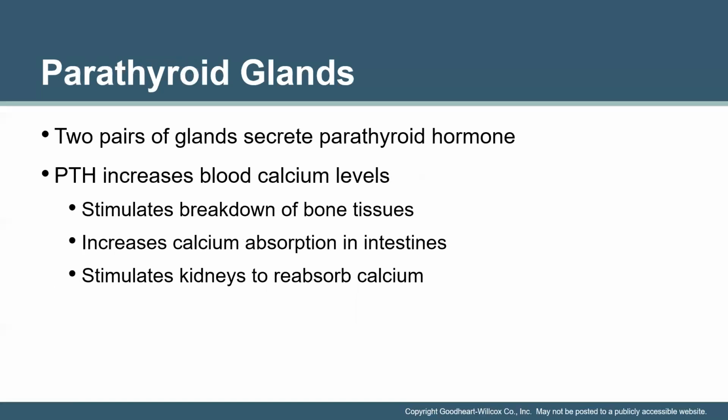Parathyroid glands. So you have 4 parathyroid glands. They're sitting on the posterior aspect of your thyroid gland. These are tiny little guys about the size of a grain of rice, but they secrete a very important hormone. It's called parathyroid hormone. It is responsible, or partly responsible, for helping increase blood calcium levels.